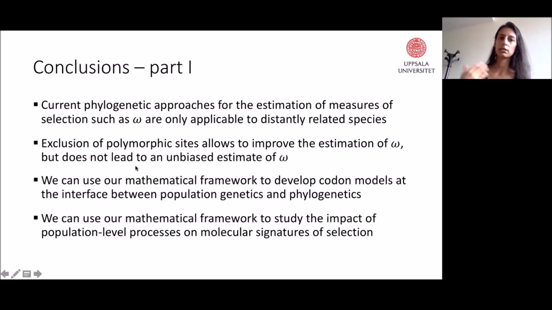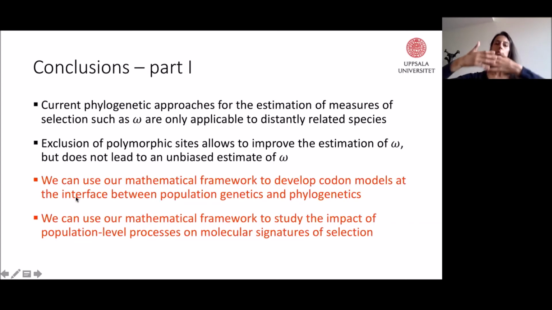We can also show that exclusion of polymorphism really improves the estimate of omega, but it doesn't lead to an unbiased estimate. What we now need to do, and what we are working on, is use our mathematical framework to develop codon models at the interface between population genetics and phylogenetics. So we modeled polymorphism within phylogeny, and I will get back to this part at the very end of my presentation.